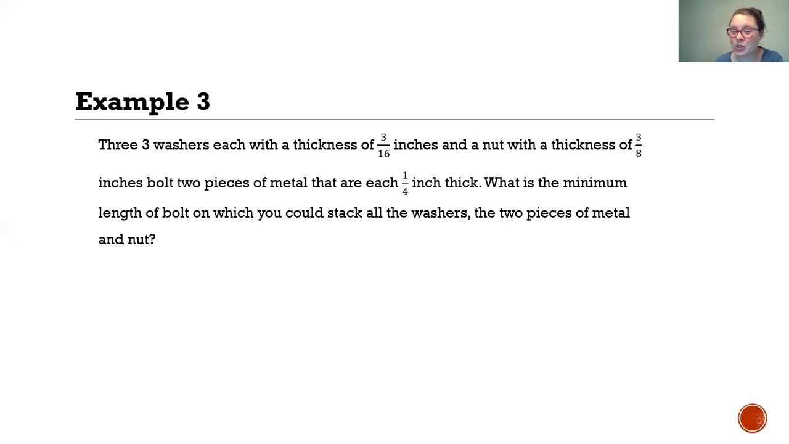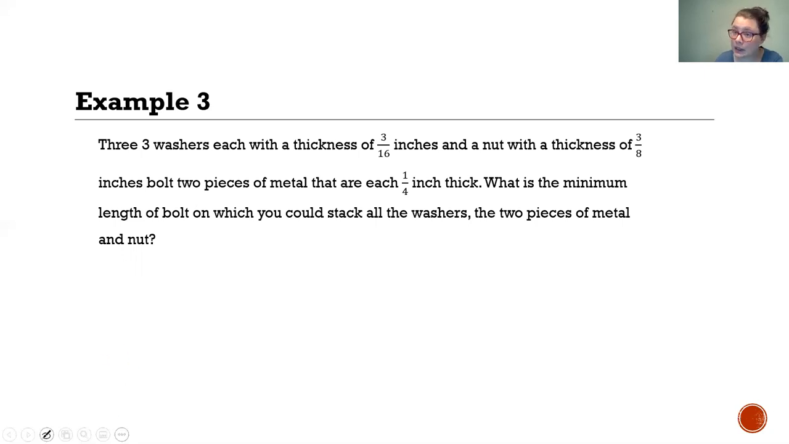You have 3 washers with a thickness of 3/16 inches and a nut with a thickness of 3/8 inches, bolting 2 pieces of metal that are each 1/4 inch thick. What's the minimum length of bolt on which you could stack all the washers, 2 pieces of metal, and the nut? It's a very easy question. And we're assuming we can fully thread the nut on, okay? So I'm not talking about just barely grabbing it. I'm going to fully thread.